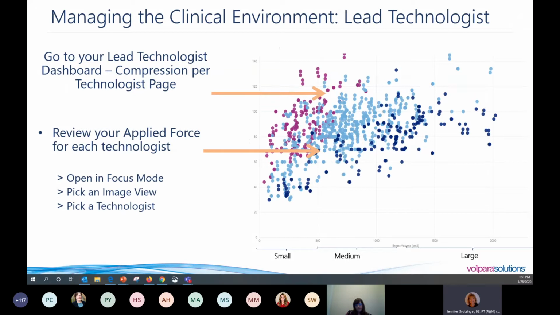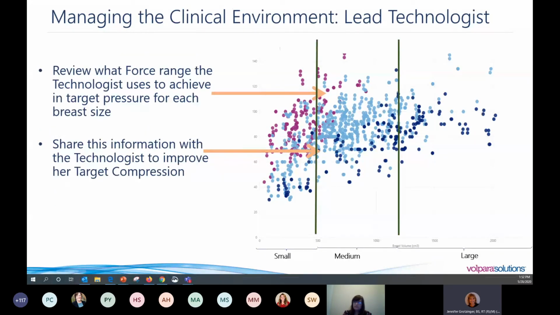Again, the numbers for patient breast size across the bottom are the same as I've already mentioned. Smaller breasted patients are 0 to 500. Medium are going to be between 500 and 1200, and larger are going to be 1200 and greater. When you are looking at this applied force information, the green lines going down here represent about the medium or average breasted patient size. Look at what force range this tech used to achieve that in-target pressure for each breast size.